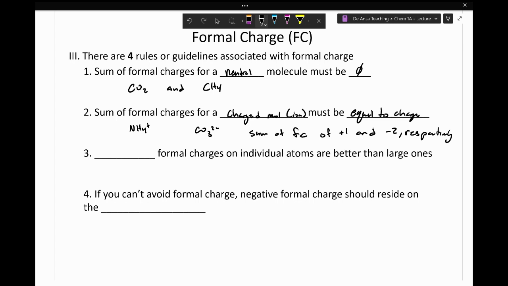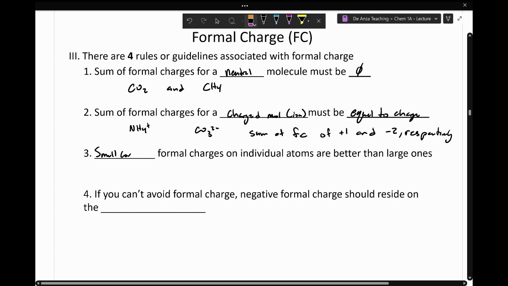The third rule is that small or zero formal charge on individual atoms is better than large ones. What that means is that it's good to have many small charges rather than one big one.